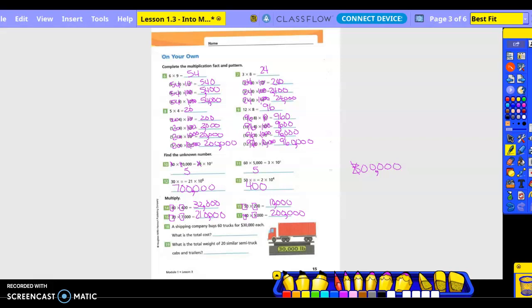A shipping company buys 60 trucks for $30,000 each. What is the total cost?